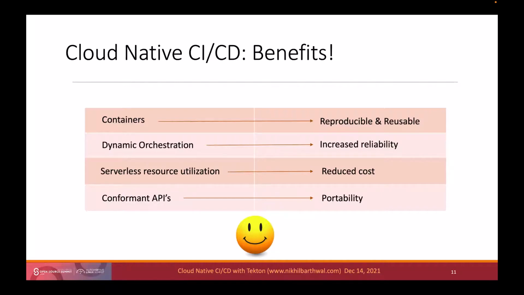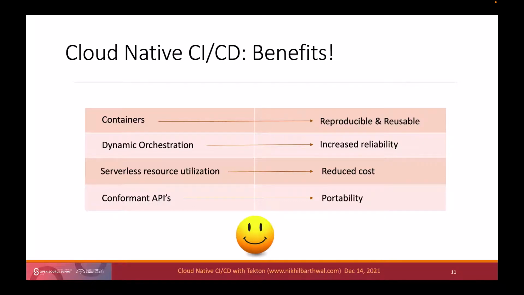Then we have also talked about serverless resource utilization. In fact, I'll talk a little bit about Knative very briefly because there's some connection with Tekton. Knative was basically a system to manage serverless workloads built on top of Kubernetes, and it was actually where Tekton was born. But serverless is pay as you go, right? So when you have serverless utilization, it actually means reduced cost because you're only paying for what you need. And then you have conformant APIs, and that gives you the advantage that it's portable.